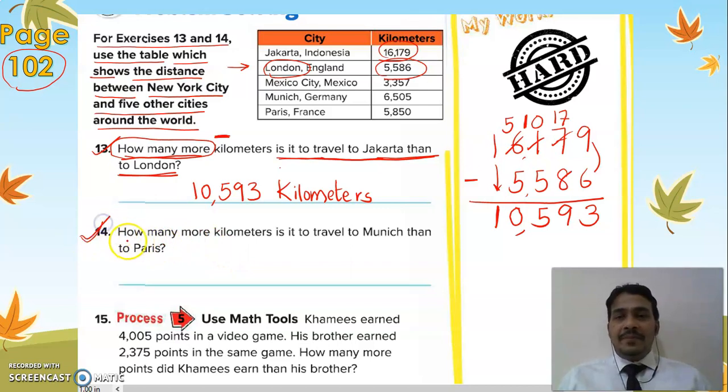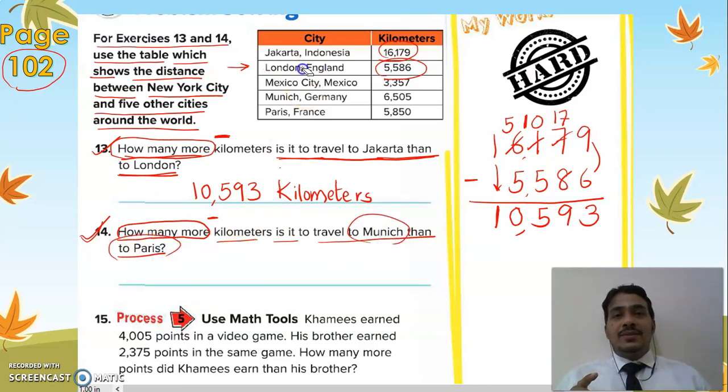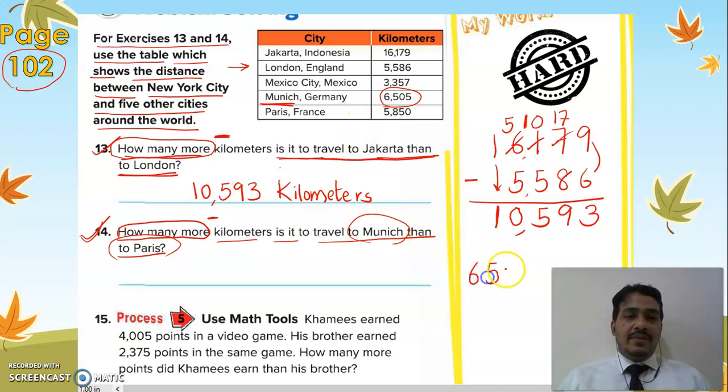Question 14. How many more? Again, how many more? What will you do? How many more means minus. How many more kilometers is it to travel to Munich than to Paris? So traveling to Munich is how many kilometers? 6,505.